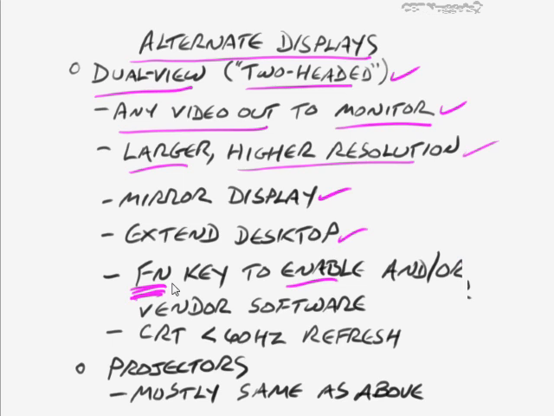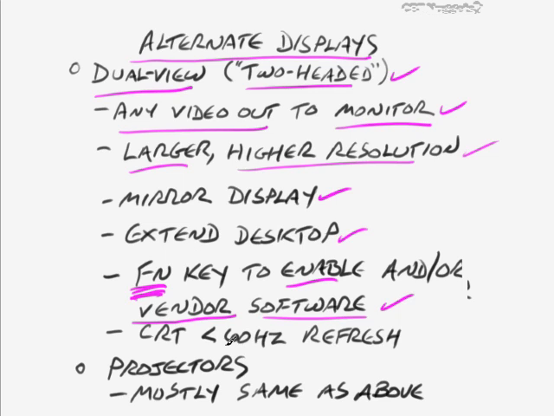Now, some laptops I've worked with automatically detect that and automatically enable it, but with other ones you have to use the function key to turn them on. Also, there may be some vendor software. For example, with my Lenovo, anytime it detects an external display, it pops up a message, it's not really a window, asking me whether I want to use a mirrored display, an extended desktop, that sort of thing. It can even detect whether or not it's a projector.